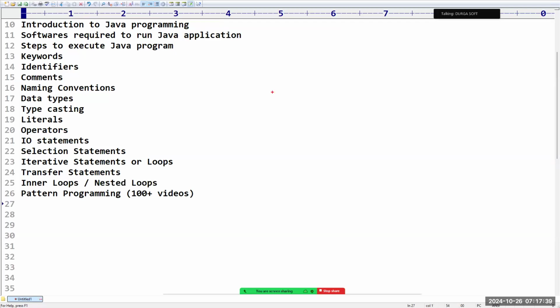Pattern programming, in the sense, for example, how to develop a Java program to print this kind of style. Or I want to print the alphabet M, like this. So how are you going to write a Java program to print this alphabet? Here we are going to use stars. By using stars, we are going to see how we print these formats. These kinds of things we are going to cover in pattern programming.